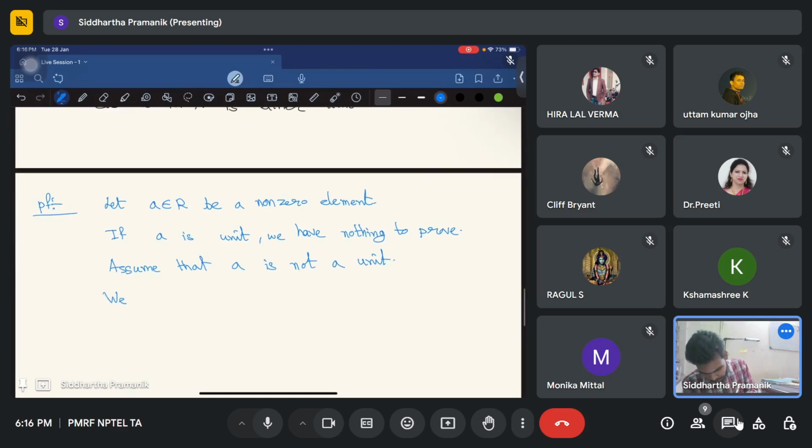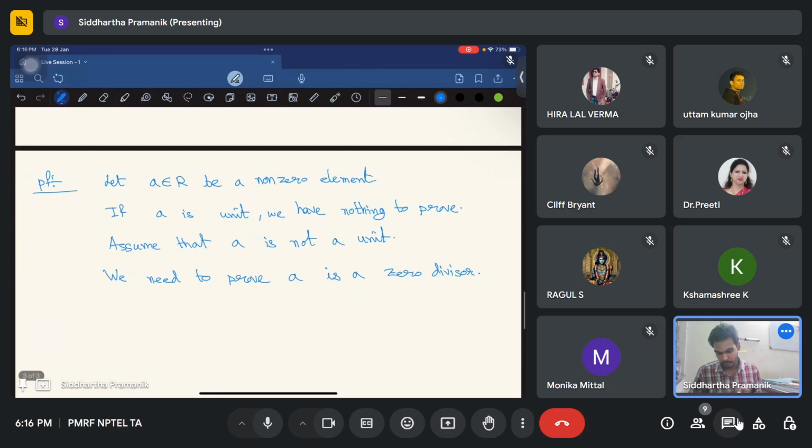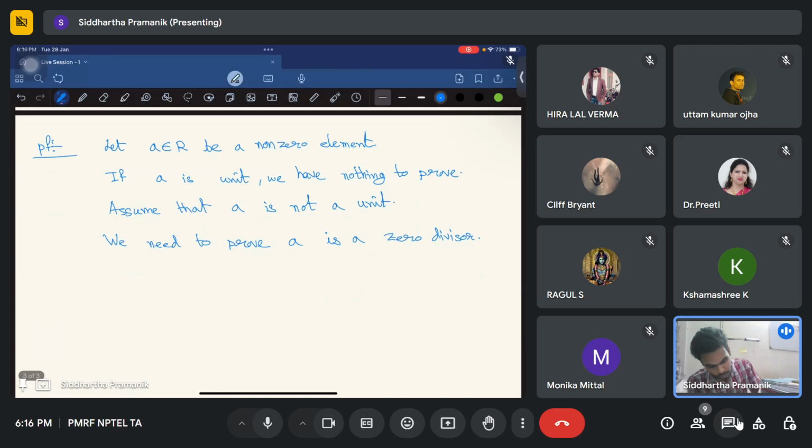So in that case, we need to prove A is a zero divisor. So we need to find a non-zero element B in R such that A times B is zero, right? That is from the definition.